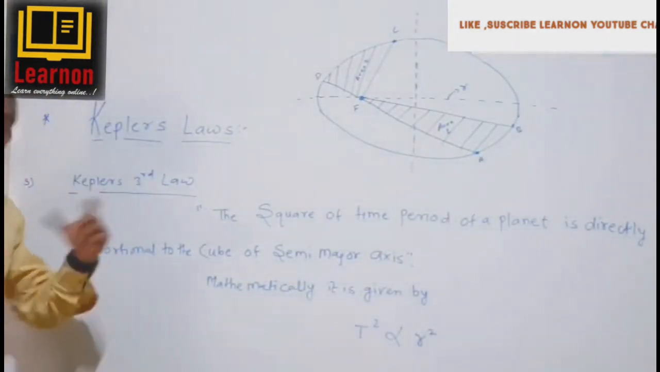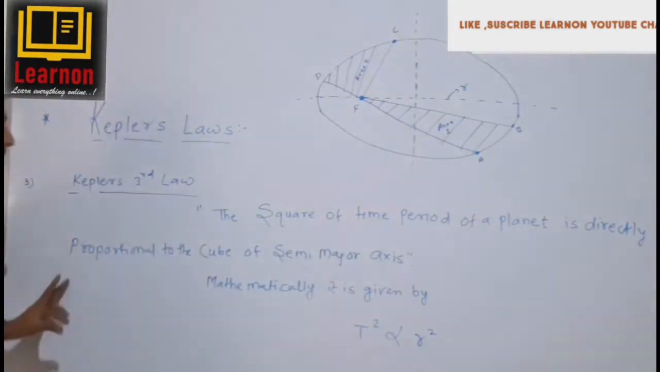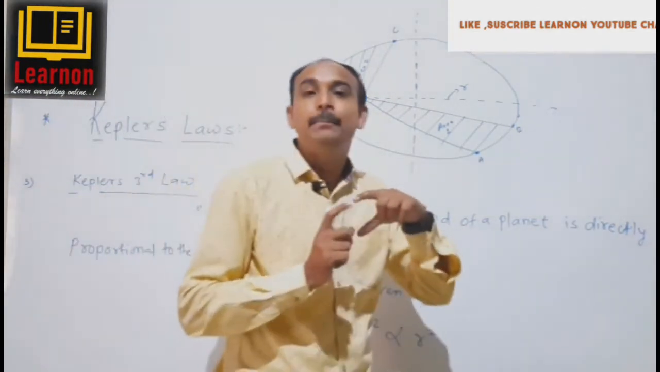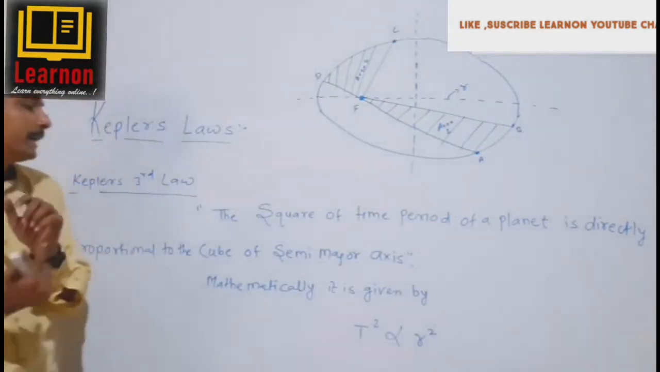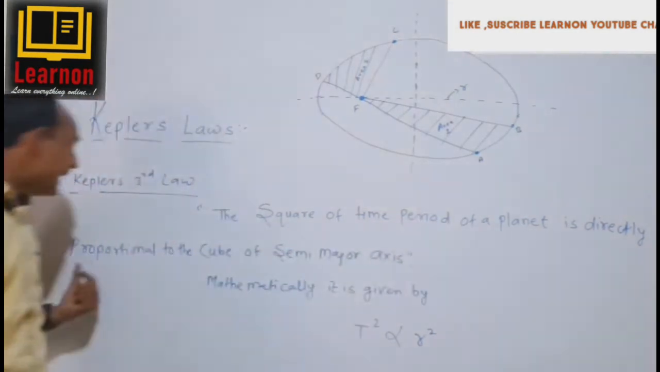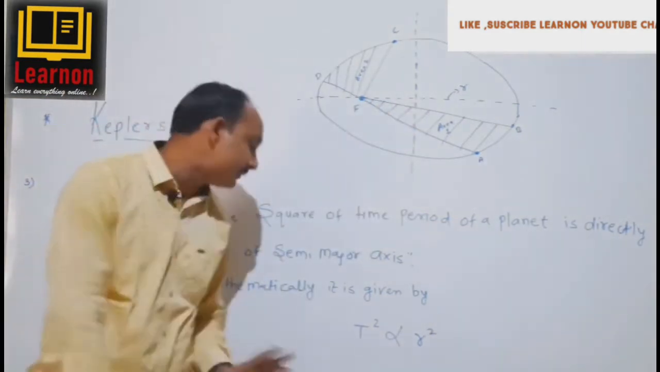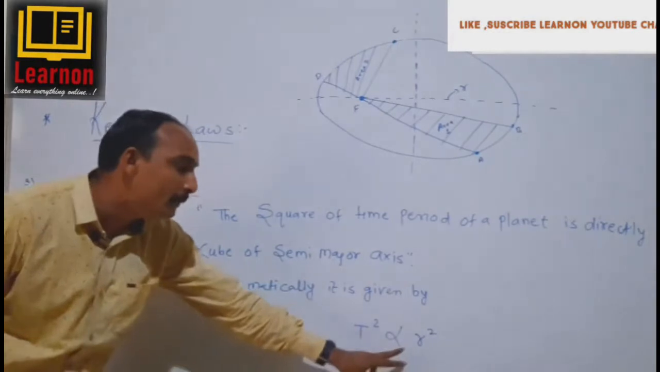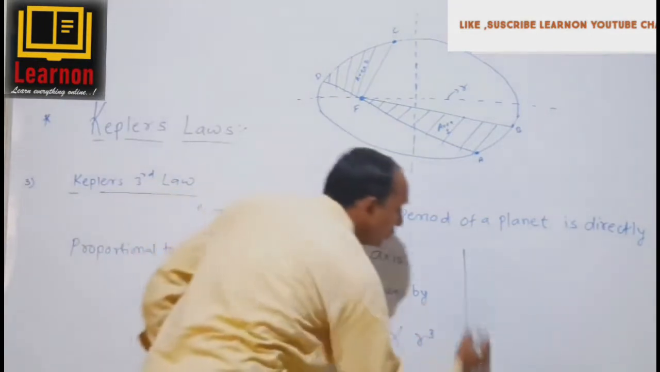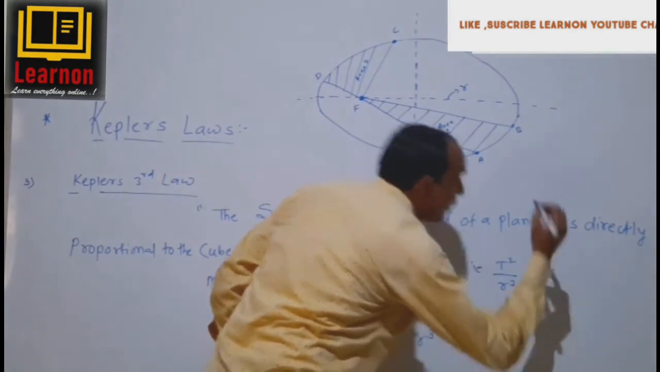What Kepler's third law says is, the square of the time period of a planet is directly proportional to the cube of the semi-major axis. What is time period? The time required by a planet to complete one rotation or one revolution. That is called the time period. So T square is directly proportional to r cube. So it can become T square upon r cube is equal to some constant k.